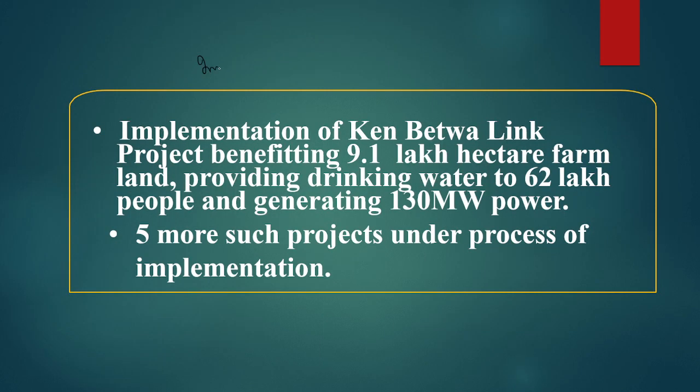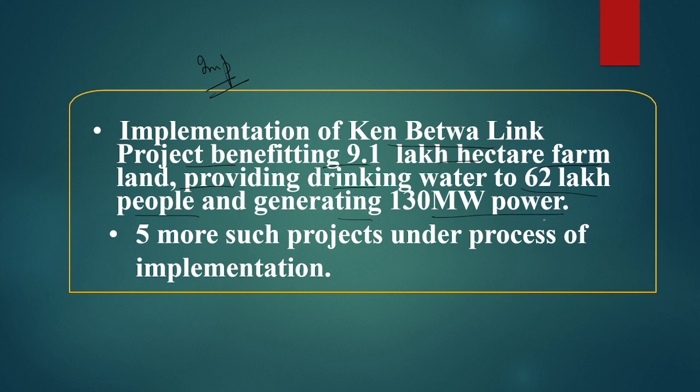Next is a very important fact, that is implementation of the Ken Betwa Link project benefiting 9.1 lakh hectare of farmland, providing drinking water to 62 lakh people and generating 130 megawatt of power.